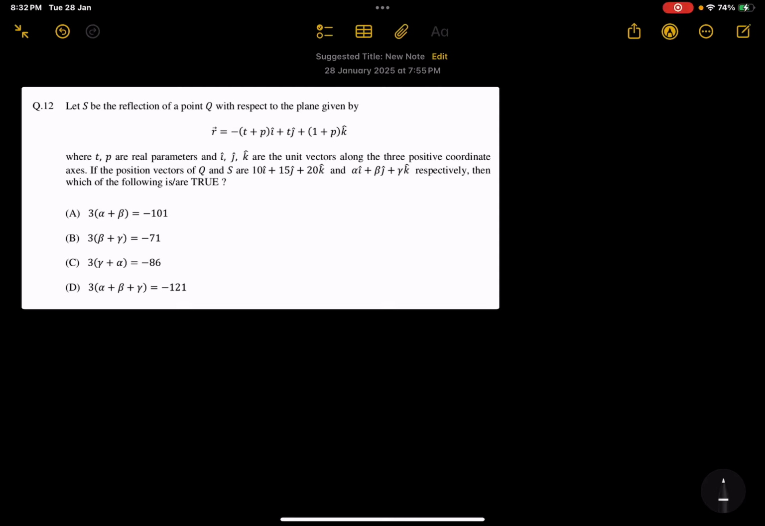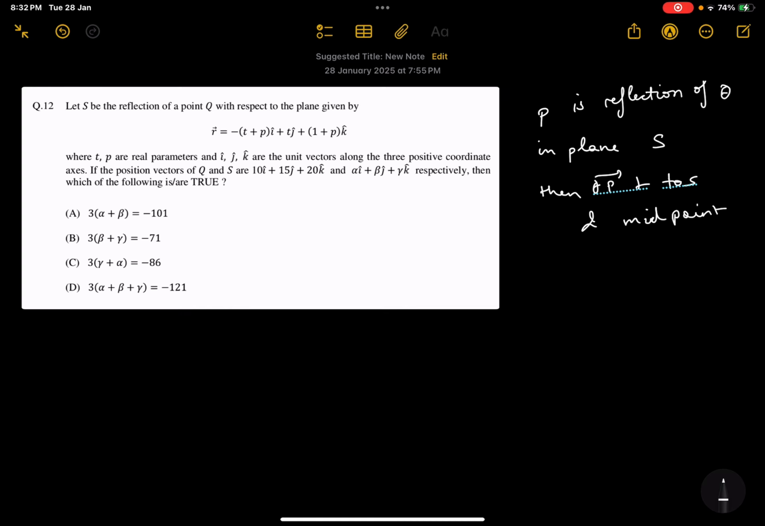For this one, we call that if point P is the reflection of point Q in plane S, then vector PQ or QP vector is perpendicular to S and the midpoint of P and Q lies on plane S.